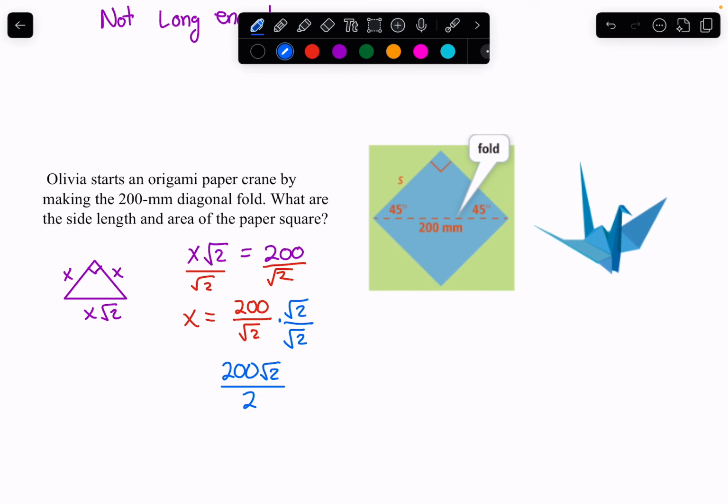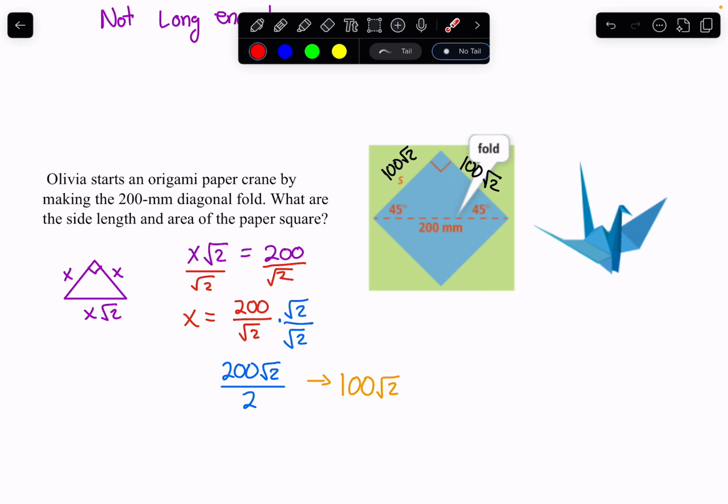200 root 2 over 2 can be further simplified because 200 over 2 is the same thing as 100. So we can call that 100 root 2. That can be the side length of our square. There's a pattern in there. I'm not going to go into the details about it. If you can figure out the pattern for when you have a whole number here rather than a square root of 2, feel free to use it. Otherwise, you can rationalize the denominator every time to find the side length.